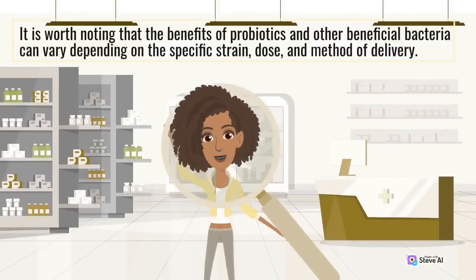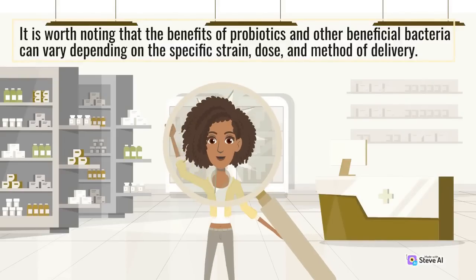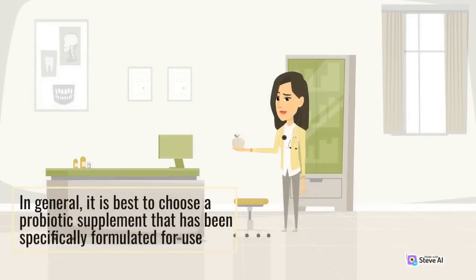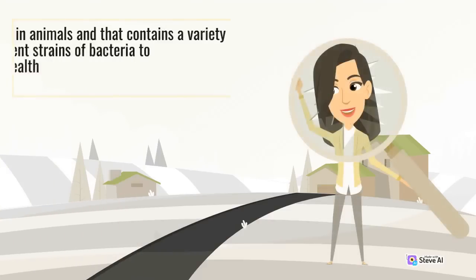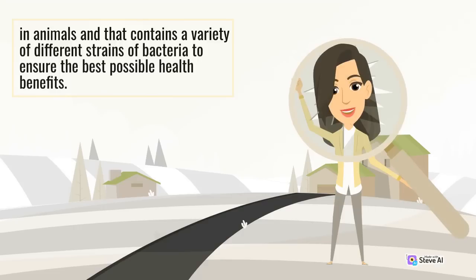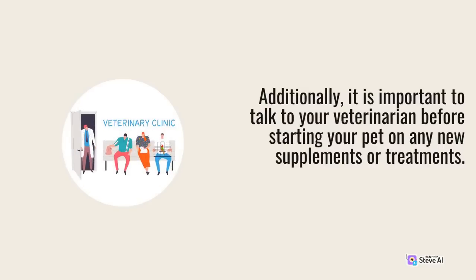It is worth noting that the benefits of probiotics and other beneficial bacteria can vary depending on the specific strain, dose, and method of delivery. In general, it is best to choose a probiotic supplement that has been specifically formulated for use in animals and that contains a variety of different strains of bacteria to ensure the best possible health benefits. Additionally, it is important to talk to your veterinarian before starting your pet on any new supplements or treatments.